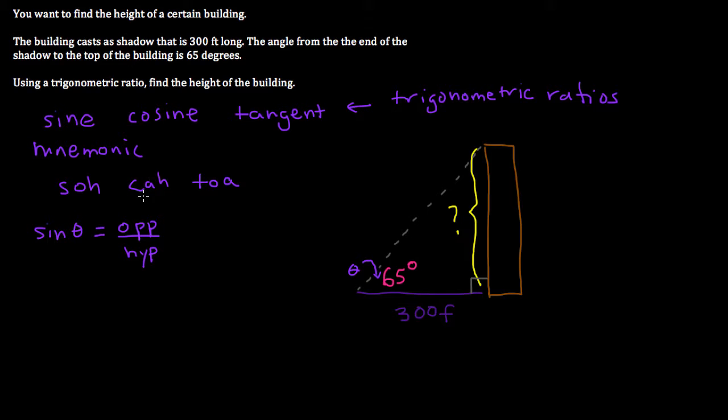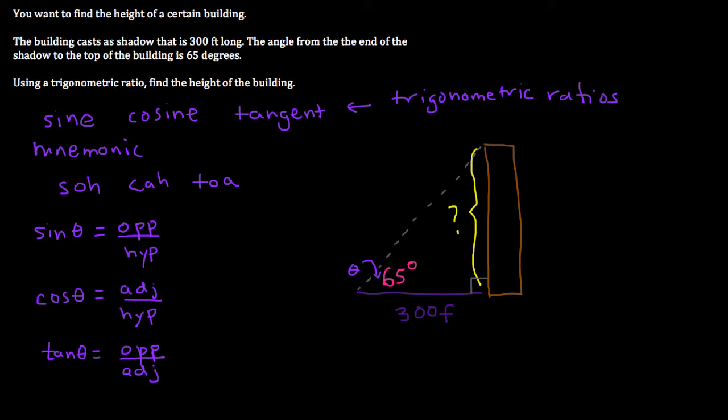Cosine, well, this mnemonic means cosine with the adjacent over hypotenuse. And this mnemonic means the tangent with opposite over adjacent. So sine is O over H, cosine is A over H, and tangent is O over A.